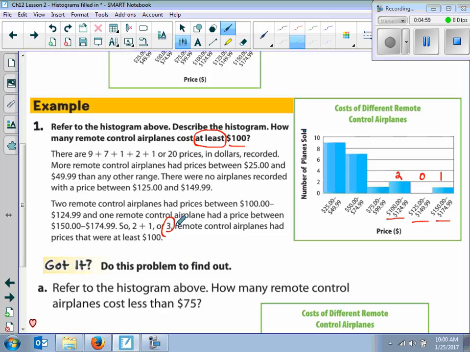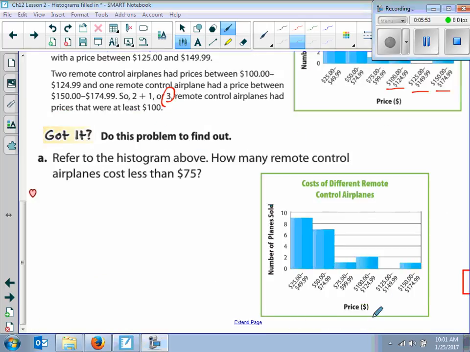Also, to answer our first question where it says describe a histogram, it says there are 9, 7, 1, 2, and 1 or 20 prices in dollars recorded. More remote control airplanes had prices between $25 and $49.99 than any other range. So what statistical item would that be if it's the most there? That would be the mode. Very good. There were no airplanes recorded with a price between $125 and $149.99. So right there, you can see we have a space for that interval. No bar at all for that interval. Is everybody clear?